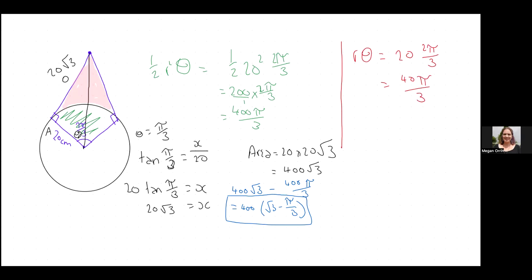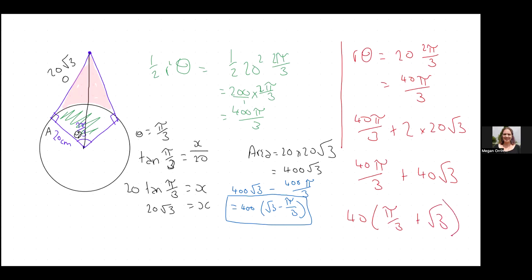So then the perimeter is 40 pi over 3 plus 2 lots of 20 root 3. So then we have 40 pi over 3 plus 40 root 3. And again, I could take 40 out as a common factor. So then I've got pi over 3 plus root 3. And this is the perimeter of the shaded area. Does that make sense? So we just break it down a little bit at a time. Let's look at something else that, again, looks pretty complicated, but isn't as bad as it looks when you just break it down into a section at a time.